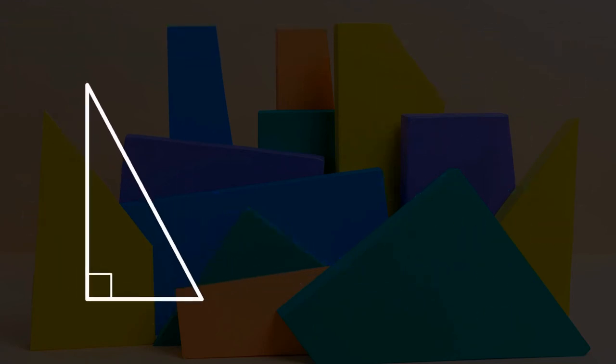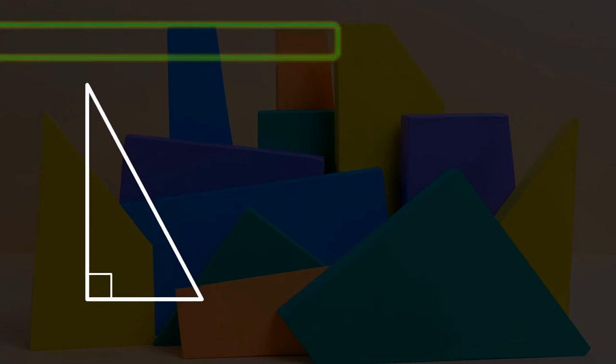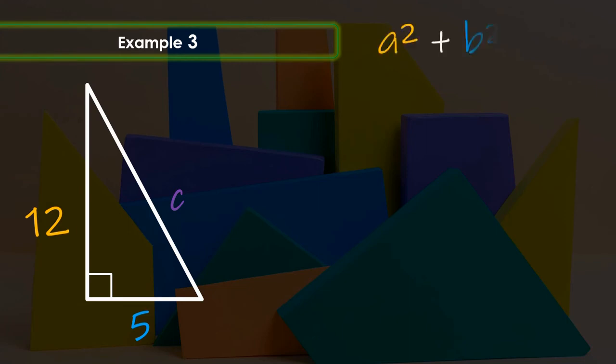To our third and last example. So we have our right triangle ready. Now we need the side lengths. So the side length for A is 12 and the side length for B is 5. And we're going to find the hypotenuse again. So we're going to use our Krabby Patty formula for hypotenuse. A squared plus B squared equals C squared.